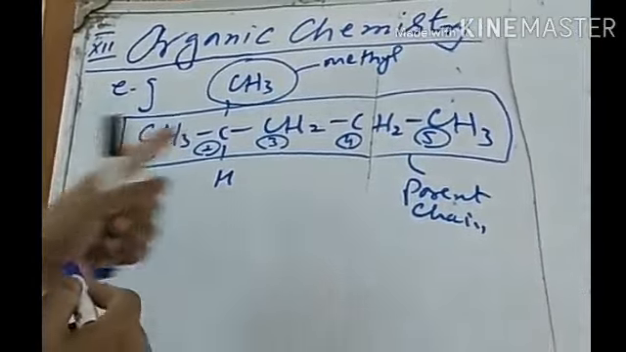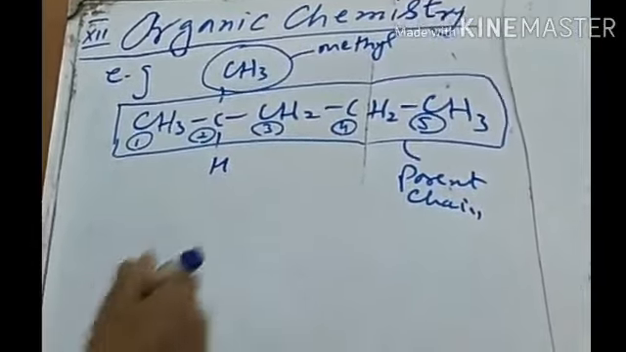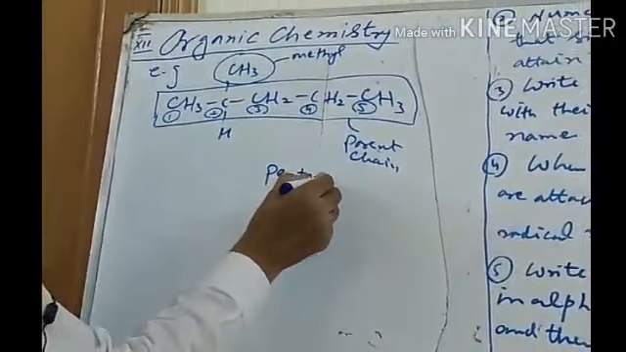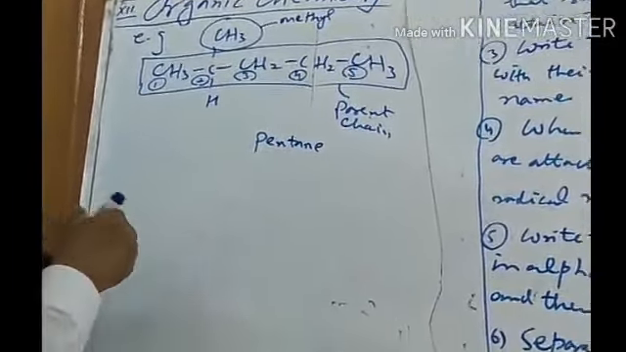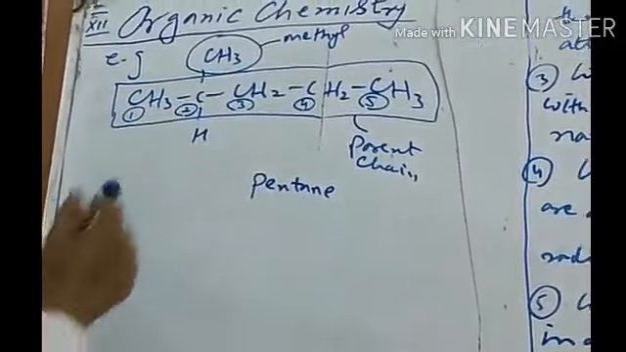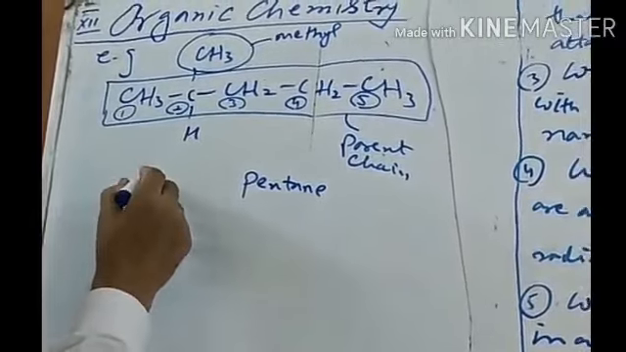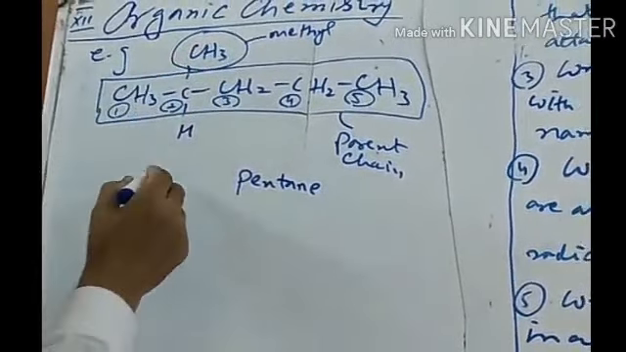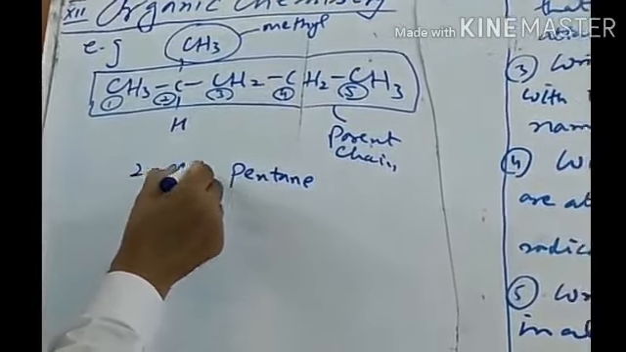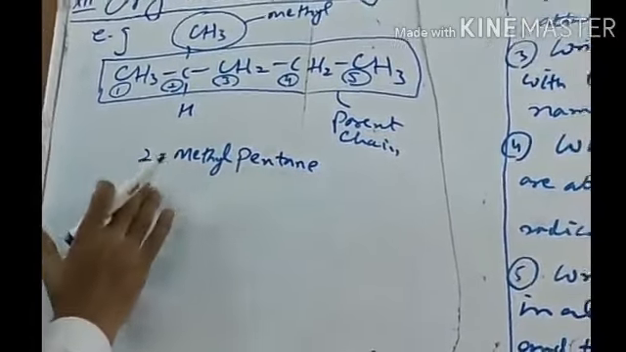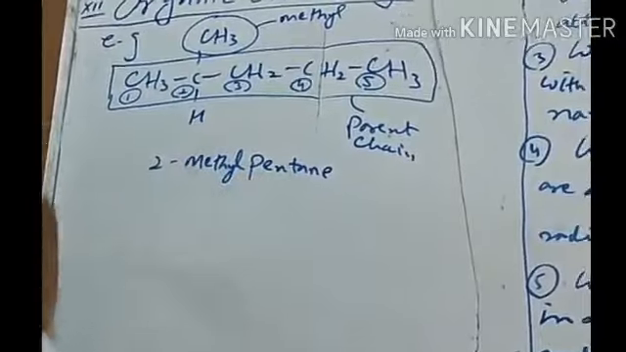So the parent chain, which is 5 carbons, is known as pentane. This is the parent chain. Now this is the methyl. Methyl is attached on the second carbon, 1, 2. So 2 is the position of the methyl radical, and this is known as 2-methyl. The name of this compound is 2-methyl pentane.